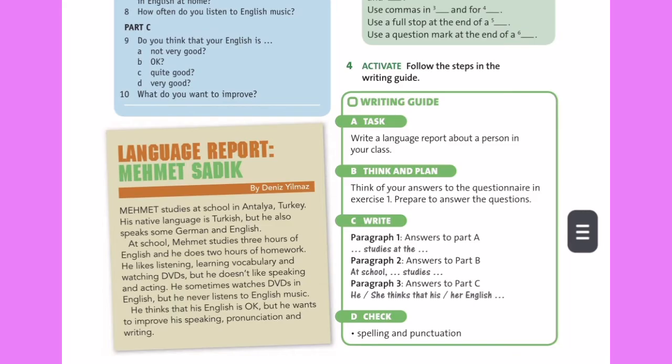Let's read the report first. Language report. Mehmet Sadık. Mehmet studies at school in Antalya, Turkey. His native language is Turkish, but he also speaks some German and English. At school, Mehmet studies 3 hours of English and he does 2 hours of homework. He likes listening, learning vocabulary, and watching DVDs, but he doesn't like speaking and acting. He sometimes watches DVDs in English, but he never listens to English music. He thinks that his English is okay, but he wants to improve his speaking, pronunciation, and writing.